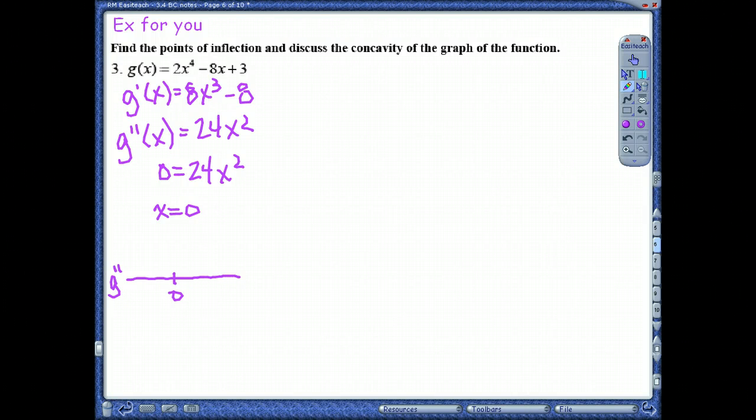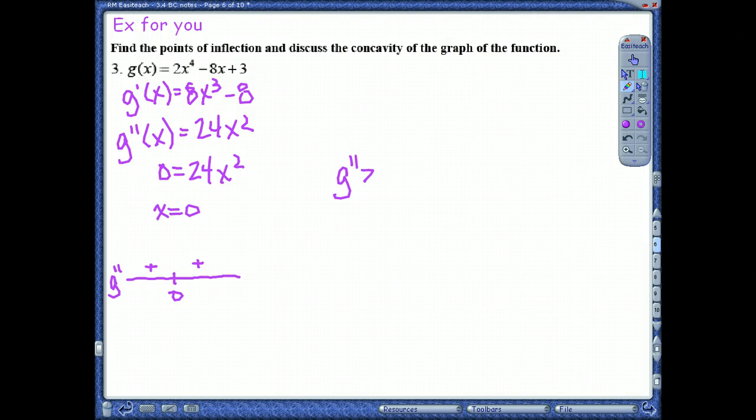Put your little 0 on there. Well, if I pick a -1, if I put -1 in there, -1 squared is positive. 24 times a positive number is positive. If I put a positive number in, I get a positive as well. My second derivative is positive all the way through. Okay, 0 is a point on our graph.